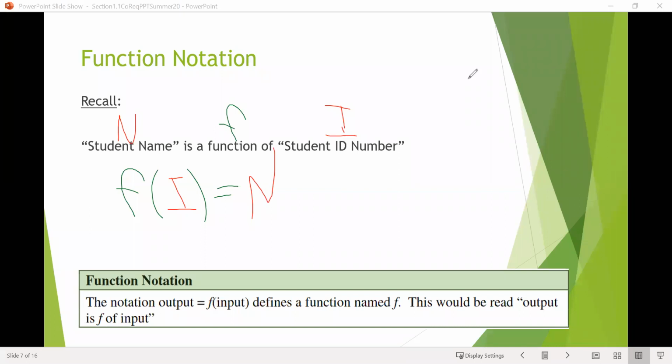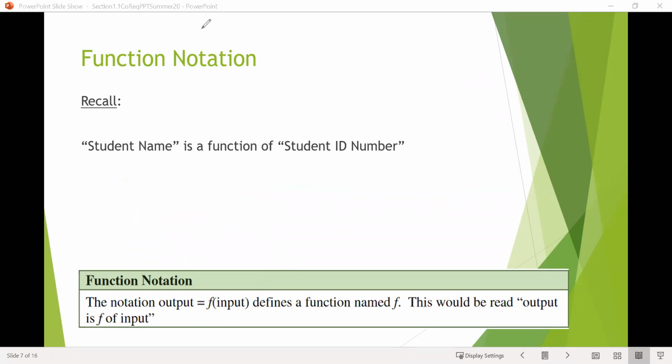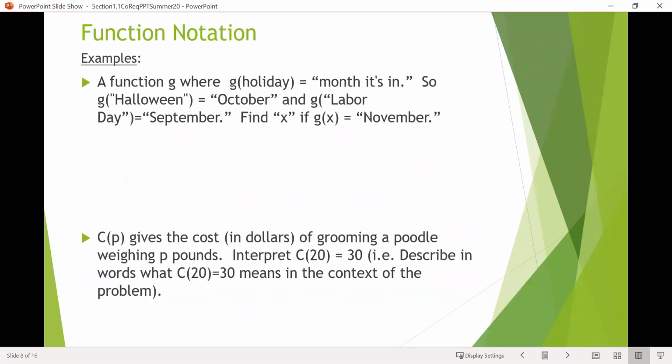And again, in this setup, I is our input variable, our input value, and n is the output variable. Okay, so that's our function notation. So let's look at using this in an example. We have two examples actually.